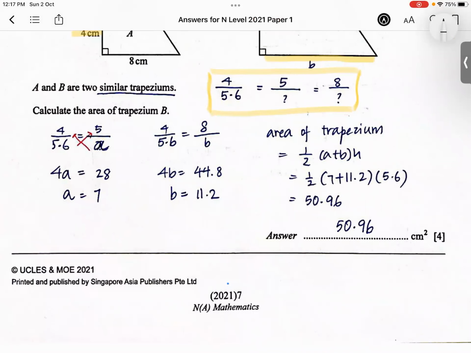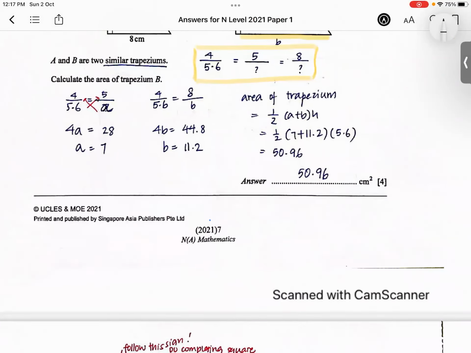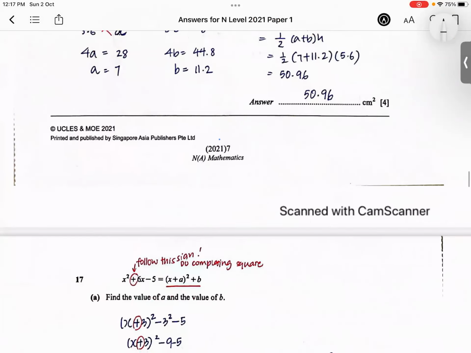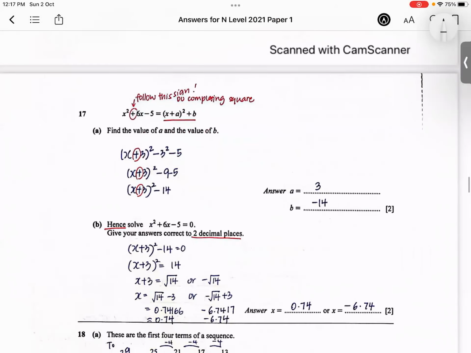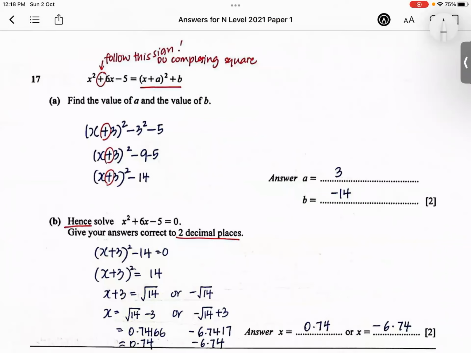Okay, next question over here. Question number 17. This is not a difficult question. This is a very standard question. You must make sure you know how to do completing the square. 4 marks for free. If you miss 4 marks, it's dropped by 1 grade. Please make sure you know how to do this kind of question.